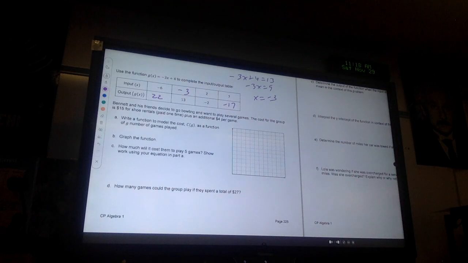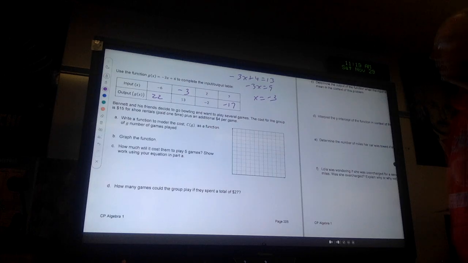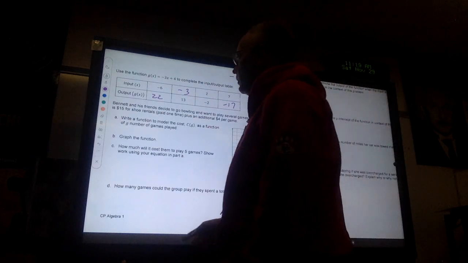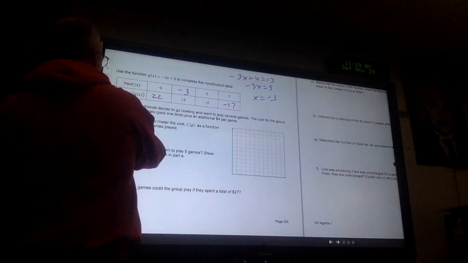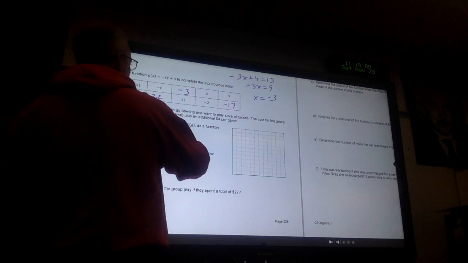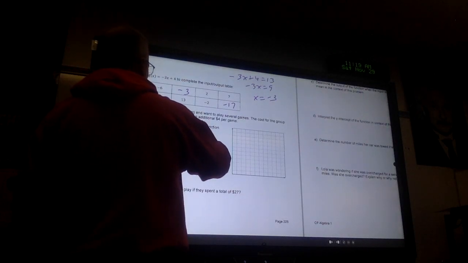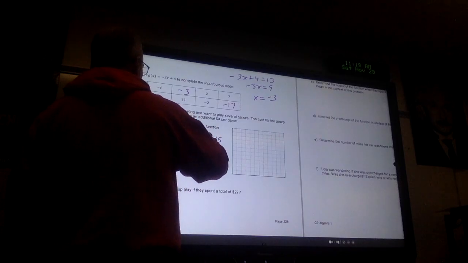Okay, so Bennett and his friends decide to go bowling, and they want to play several games. The cost for the group is $15 for the shoe rentals, paid one time, and $4 per game. Okay, so write a function based on this. Well, how much are they going to pay no matter what? Well, they're going to pay 15 bucks for the shoes. They're going to pay $4 for the game and 15 for the shoes.